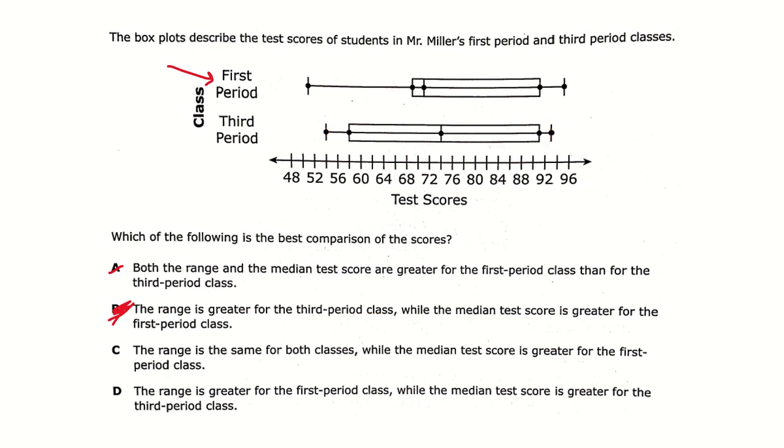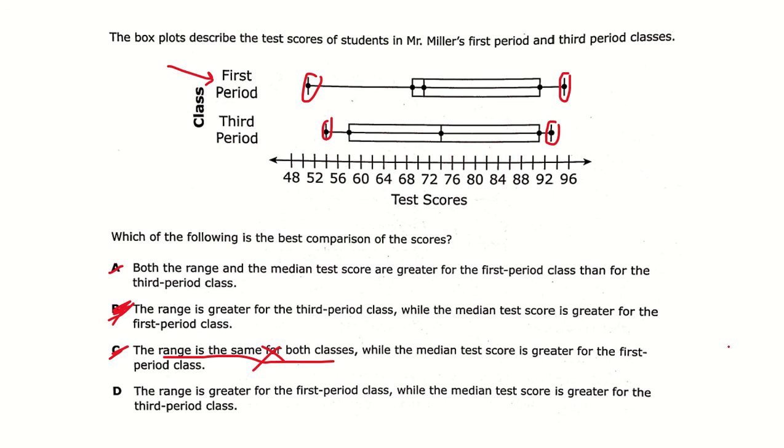The range is the same for both classes. There's more to this. While the median is greater... Actually, let's just focus on one piece at a time. The range is the same for both classes? Didn't we just address the fact that that's not true? The range seems to be greater for first period since they start off at a lower point and end at a higher point. It's a wider spread. So this part is not true, meaning that whole statement is not true.